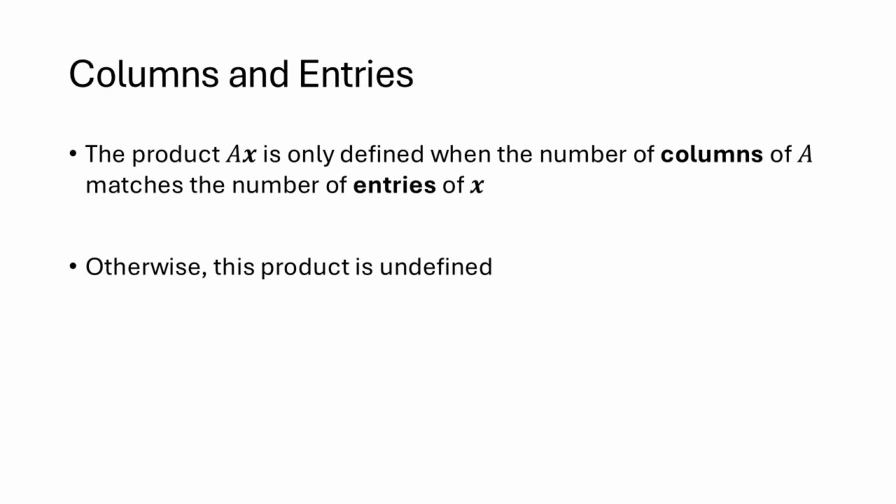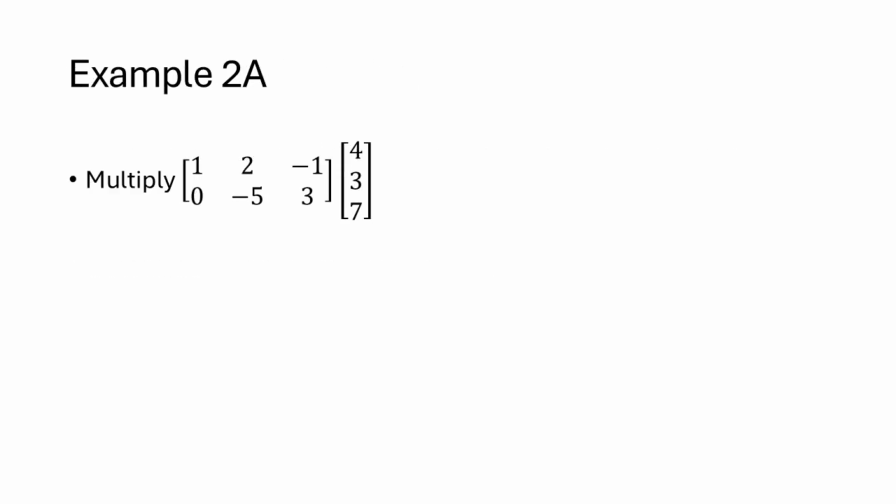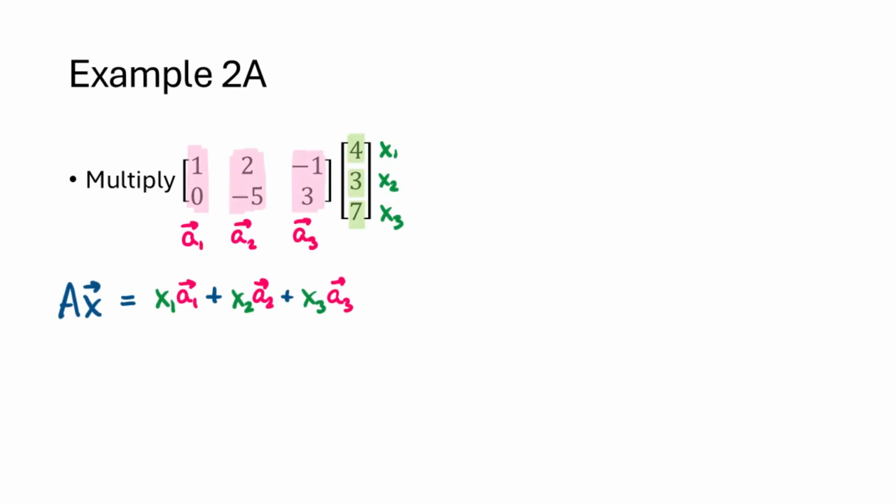Let's consider some examples where we multiply a matrix by a vector. So in this first example, we have a matrix A that has 2 rows and 3 columns being multiplied by a vector x that has 3 entries. So remember the definition. The definition of A times x is the linear combination of the columns of the matrix, where the weights in the linear combination are the entries of that vector.